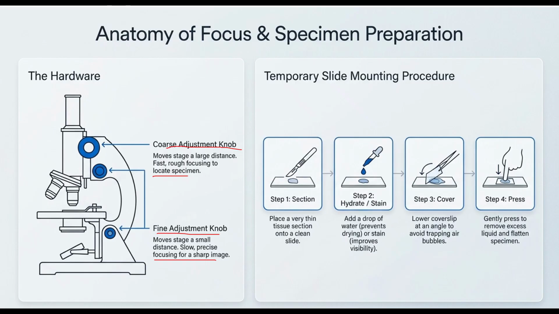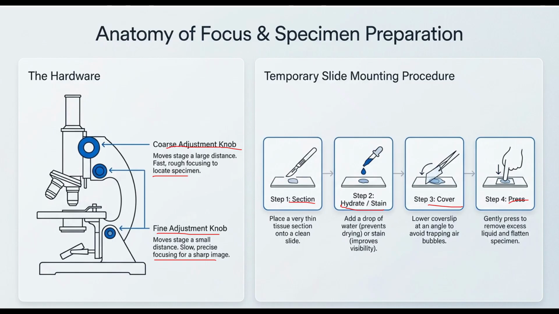So preparing a temporary slide involves several careful steps. First, a thin section of tissue is placed onto a clean slide. Okay. So the select section part. Then a drop of water or stain is added to improve visibility. Okay, we have to hydrate the tissue. Then a cover slip is lowered gently to prevent air bubbles from forming. So we need to put a cover. Why? We need to remove the air bubbles. Okay. Finally, excess liquid is removed to produce a clean specimen. So we will press it in order to remove the excess liquid.